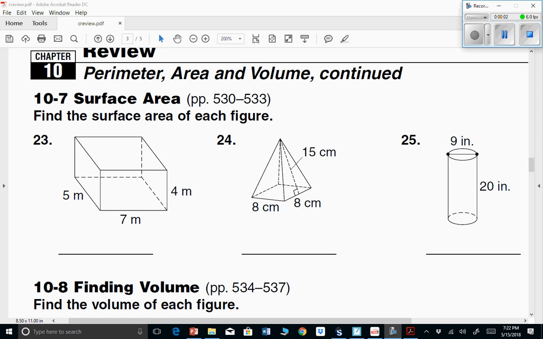Sixth grade math, Unit 10 review, Part 6. Okay, now we're going to do surface area.